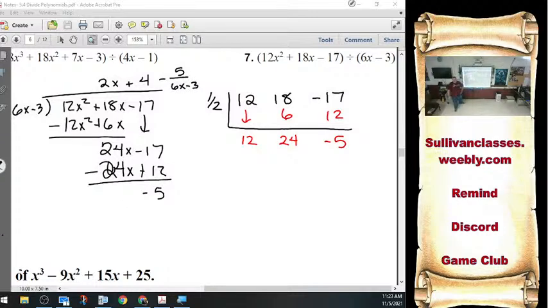Hey! Bell's about to ring. I want you looking up here. I did it by long division and synthetic. I want you to look at what I should be dividing by: whatever the a is. So it becomes 2x plus 4. Notice, you don't divide your remainder. Your remainder is still your remainder. So minus 5 over 6x minus 3.